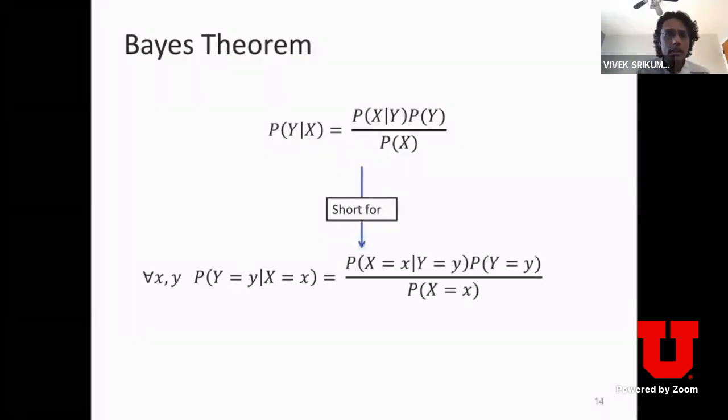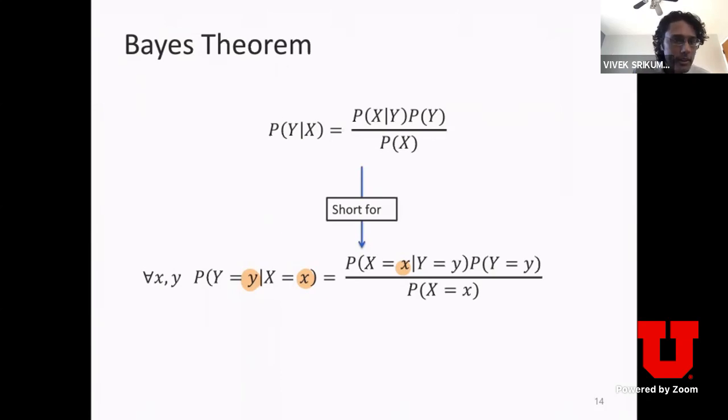So the Bayes rule, P of y given x, is simply shorthand for the probability that y takes the value little y when x takes the value little x is identical to the probability that x takes the value x when y takes little y, times the probability that y takes the value y, divided by the probability that x takes the value x.